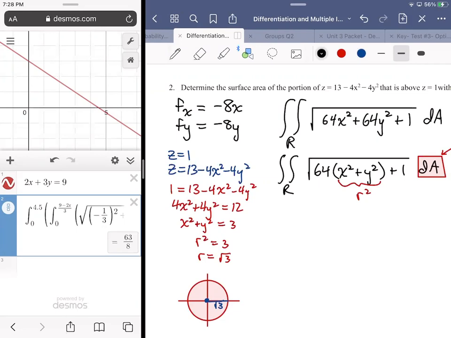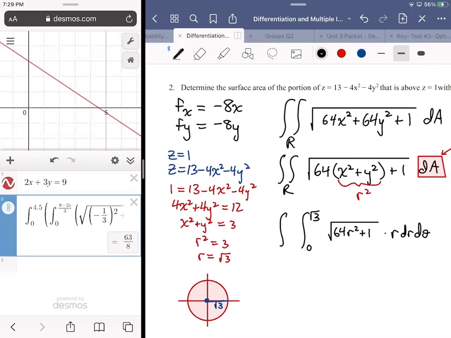So I'm looking at, if I can turn my line draw tool off, 0 to root 3. Got my radical. And I'm looking at 64 r squared plus 1, and then we have times r dr d theta. So then I just need my theta bounds.